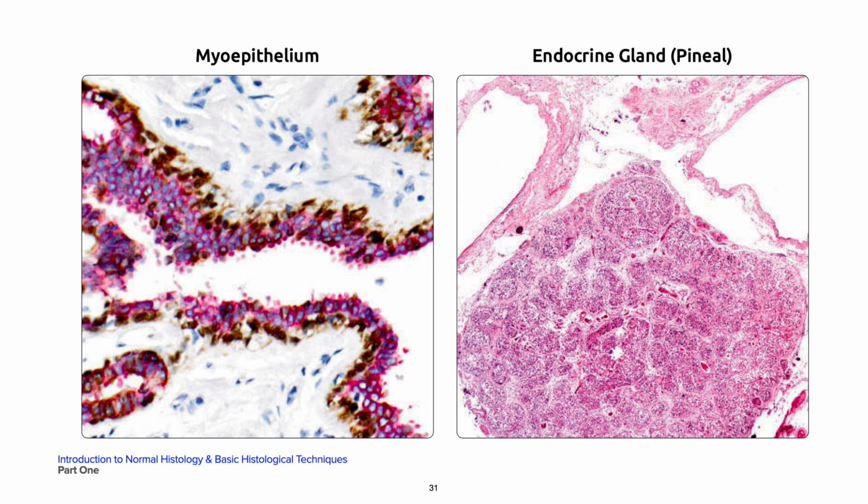On your right, the endocrine glands, such as your pineal gland shown here, have no ducts, as they have lost the connection to the originating epithelium during formation. They also secrete their products directly into blood or lymphatics.